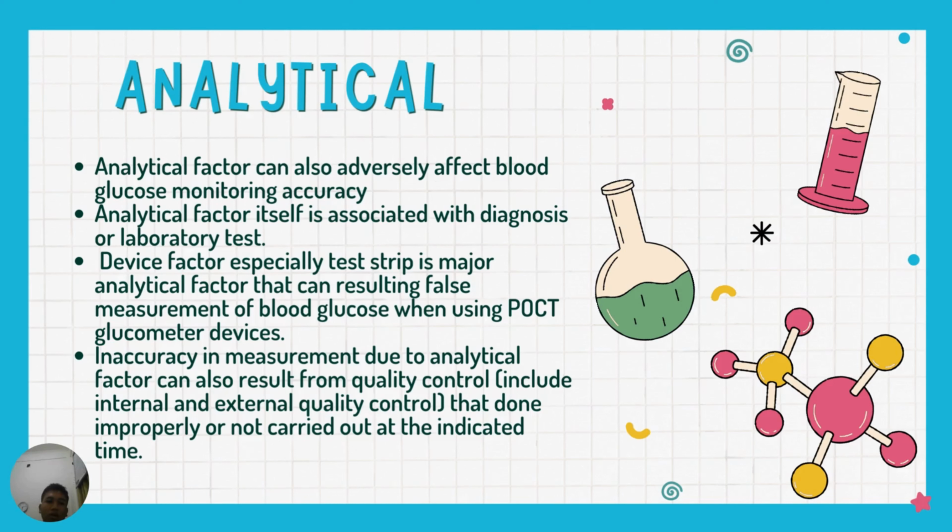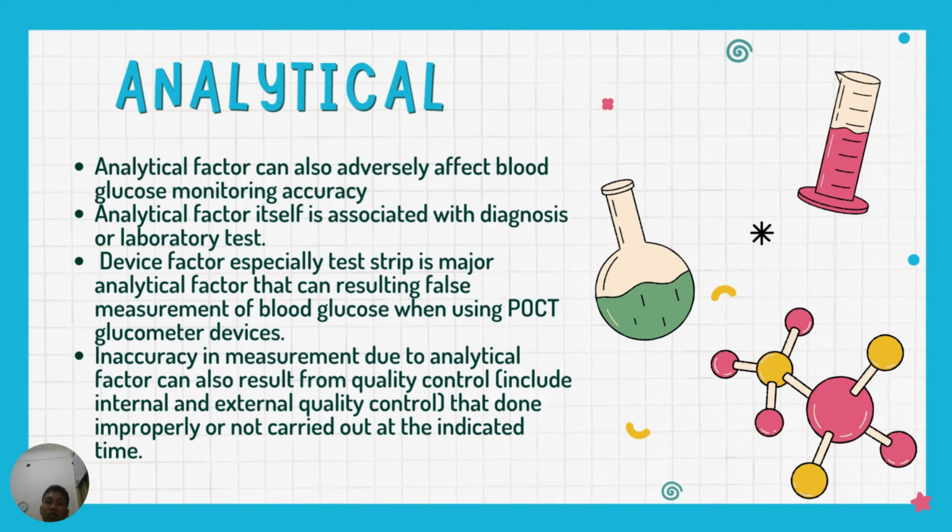On this occasion, I would like to describe analytical factors. Besides the pre-analytical factors, analytical factors can also affect the accuracy of blood glucose measurement when using a glucometer. Among 100 false diagnoses, 8 are associated with analytical factors. The analytical factors themselves are associated with diagnosis or laboratory tests. The test strip, especially, is a major analytical factor that can result in false measurement of blood glucose when using POCT glucometer devices.